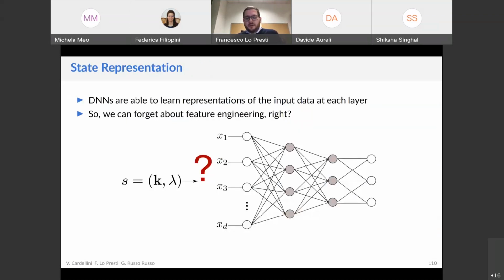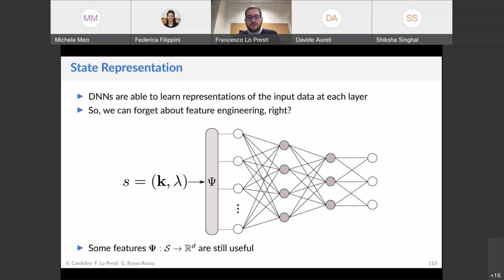A final issue regards how to give states in input to the network. So in principle, deep neural networks are able to learn representations of the input data at each layer. So we could forget about feature engineering in this case. It is true, but actually using some features is still useful, because if we manage to define a better representation of our states, we can likely use a less complex network or probably speed up the convergence of the learning process.